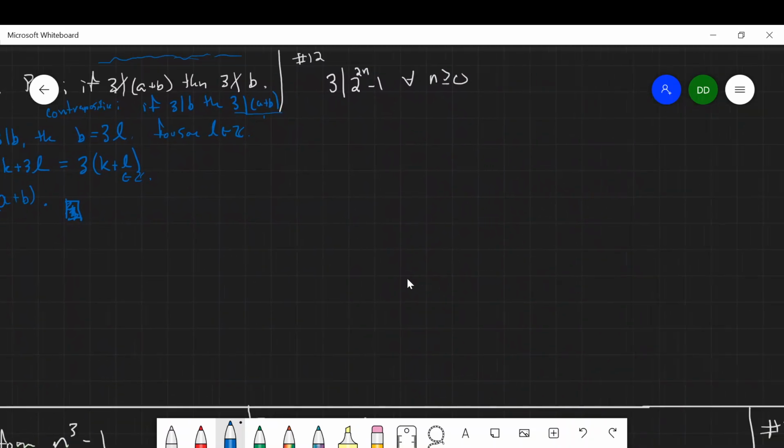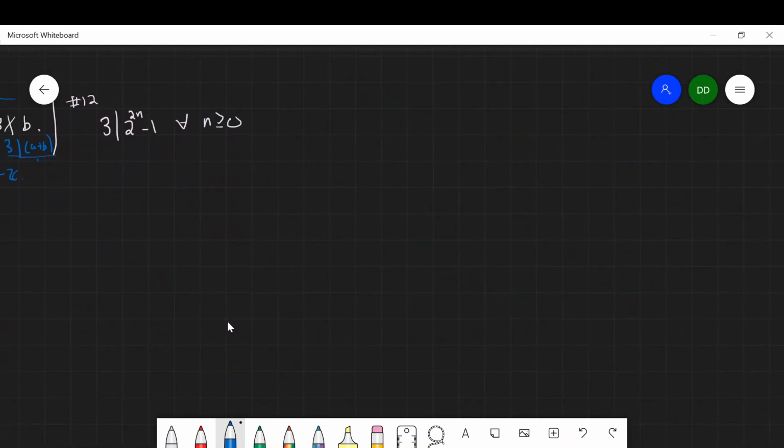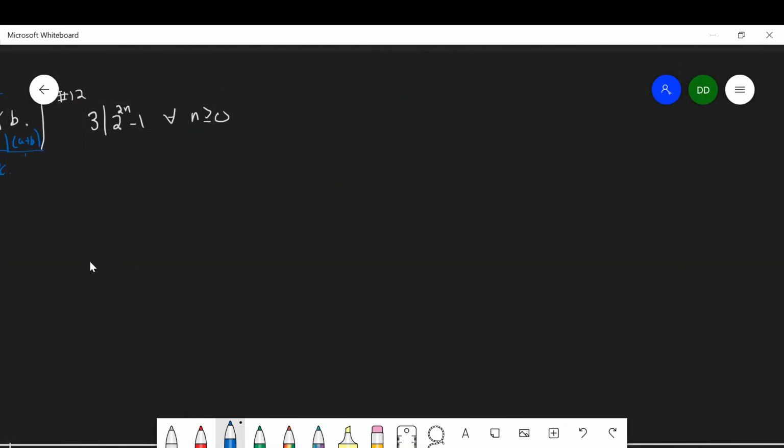So those are those first 2, but what about number 12? Here we're asked to show that for all non-negative integers n, 3 divides 2 to the 2n minus 1. So hopefully you identified by looking at some examples in the book that we should try induction on this one. And in general, that's a pretty good idea when we want to show something for all non-negative integers.